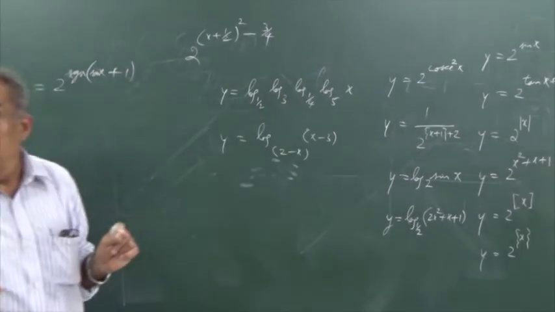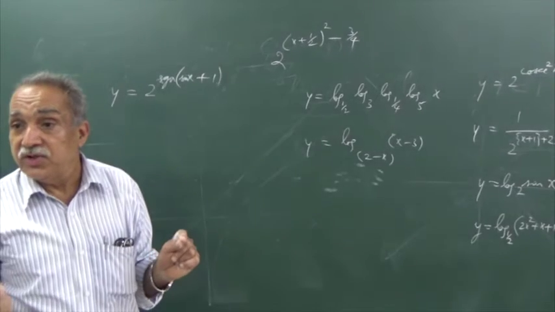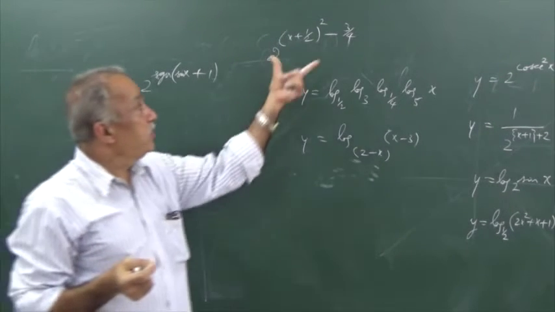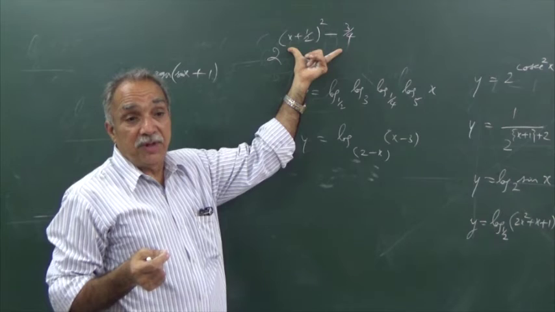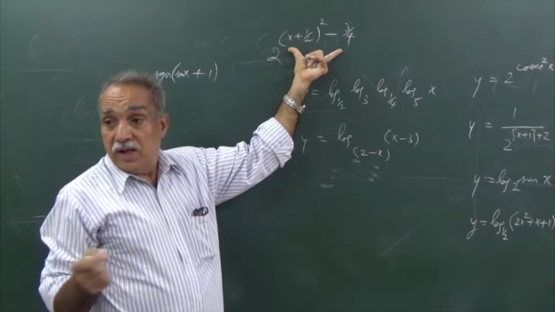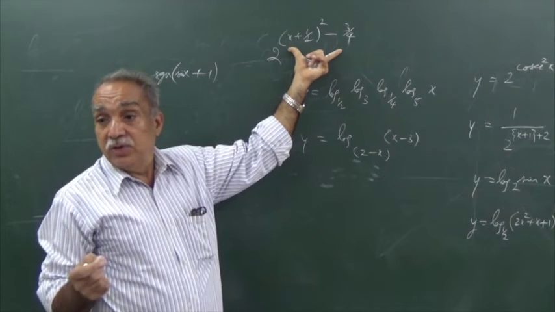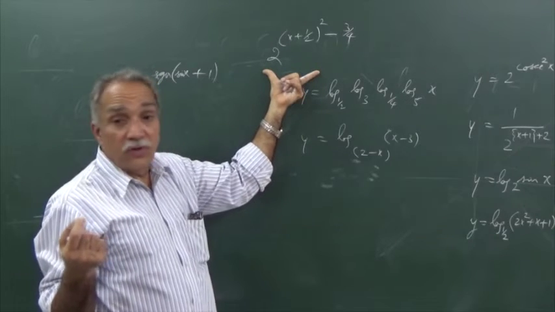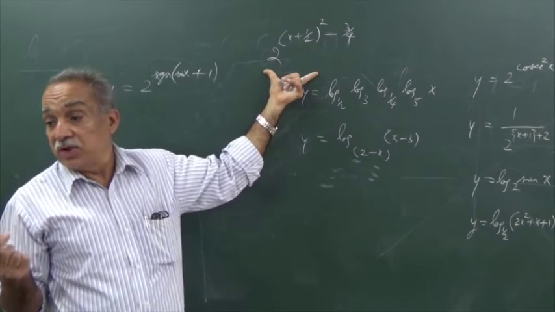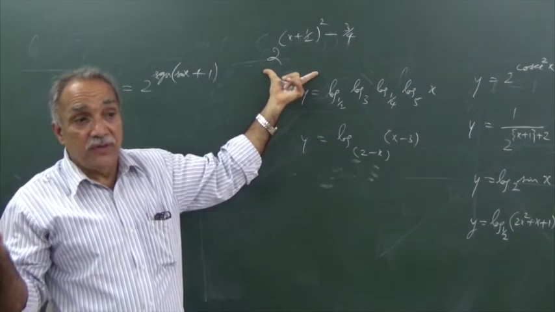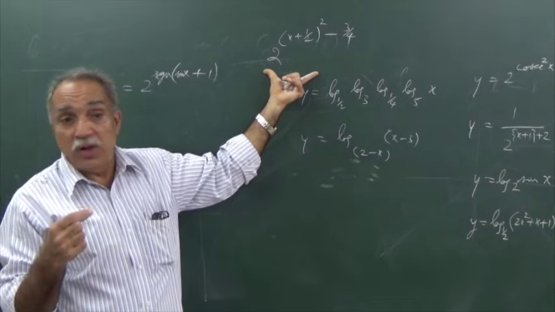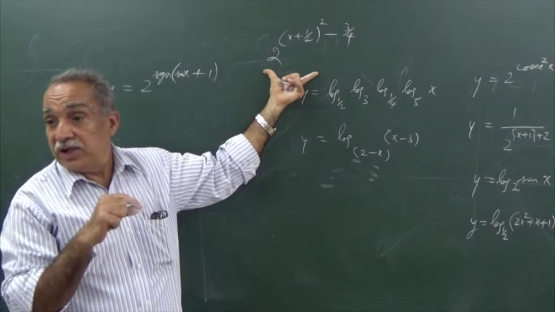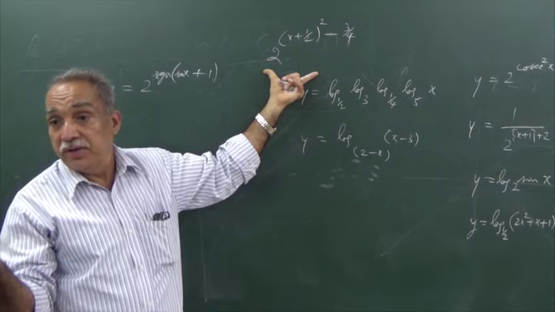Now, no change in domain. Range. Least value attained by this is minus 3 by 4. Am I right? Highest value infinity. So, least value for this 2 to the power minus 3 by 4. Highest value infinity. Interval will have left hand point 2 to the power minus 3 by 4, right hand point infinity. Closed at left hand point, open at right hand point.